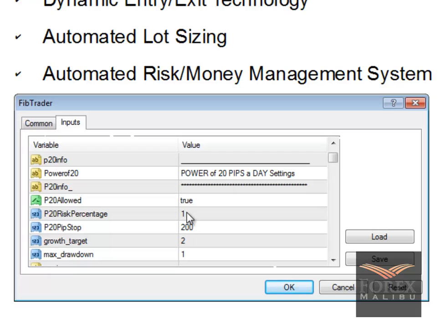If you are confused about that, just watch the 20 pips a day webinar. It's broken up into easy chapters, and it is an instruction manual on how to use the money management settings in this. Once you understand how to use it, it's very simple. And then these two other features, growth target and drawdown. If it reaches 2%, it's going to shut off. It's going to stop trading. You've reached your goal. And if it draws down 1%, it'll shut off. You can change these to whatever percentage you want.